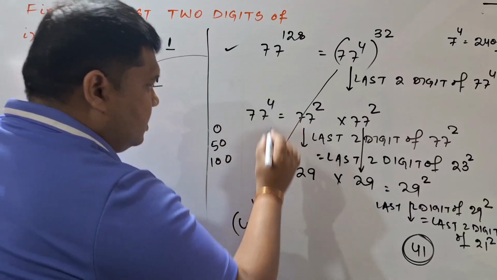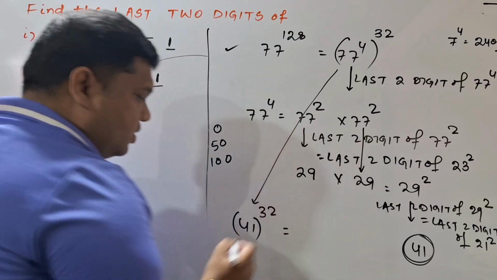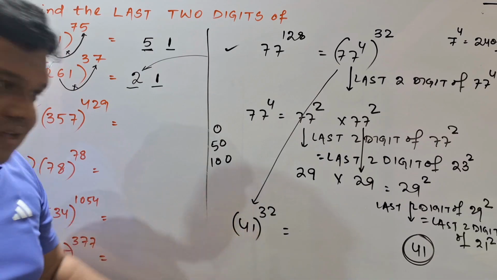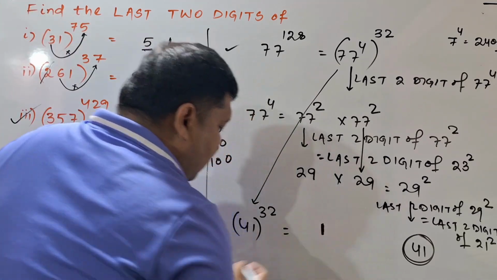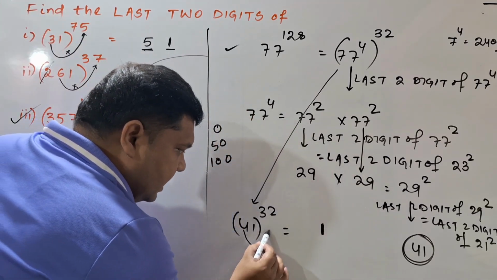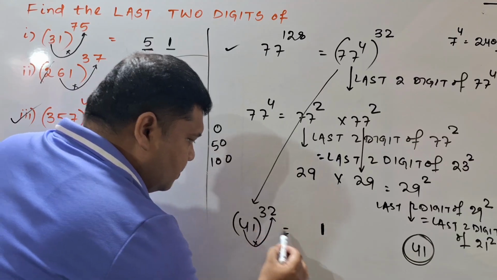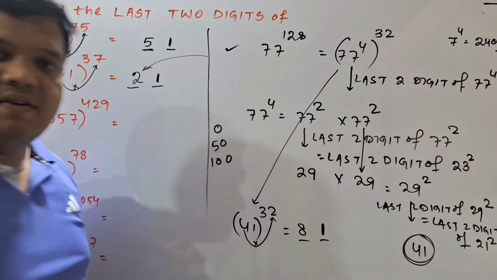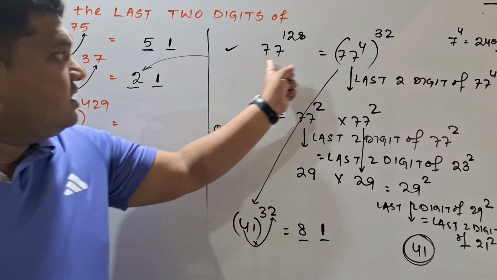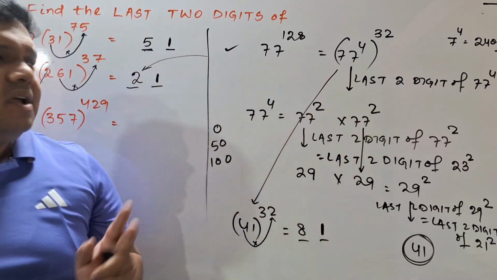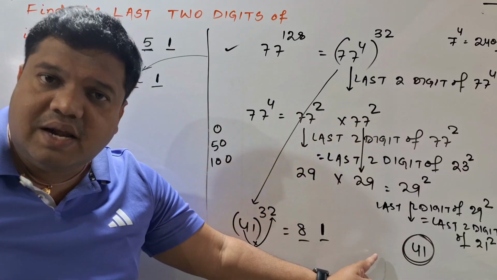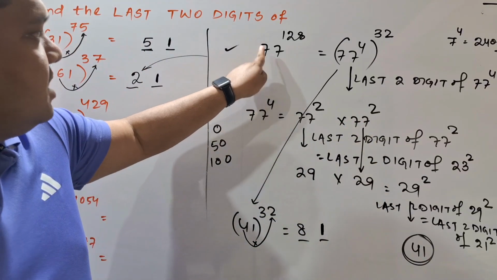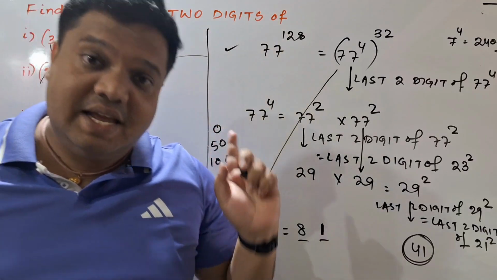Now 41 to the power 32. Now look here, I do the modification. Now this question is in this form. The base ends in 1, the unit place is 1. Now how to find the tens place? Now 8 into 2, 4 into 2 is 8. The answer is 81. The answer for this question is 81. You can cross check, use the calculator to find these values, or directly Google it. What is the last 2 digit of this number? 77 to the power 128.